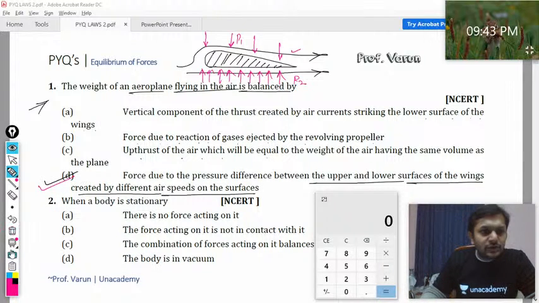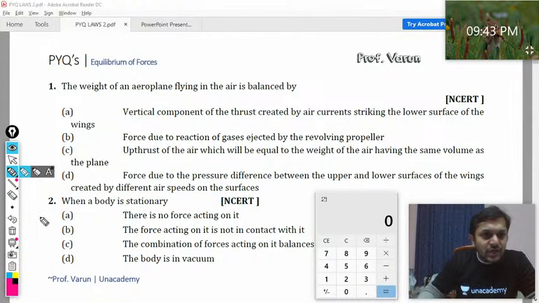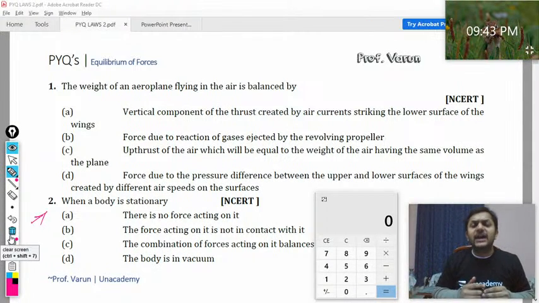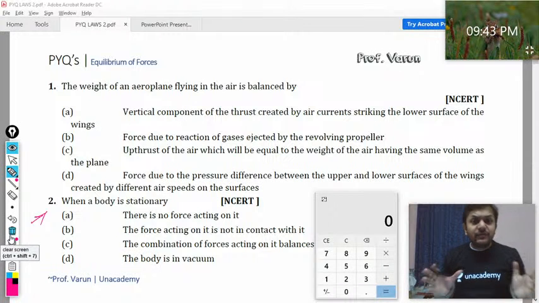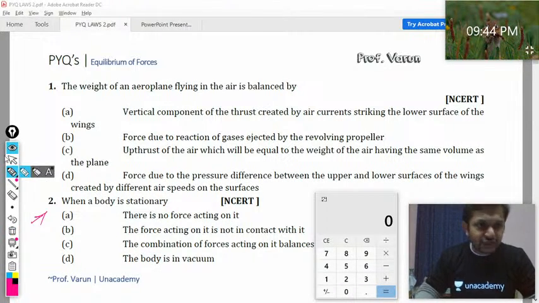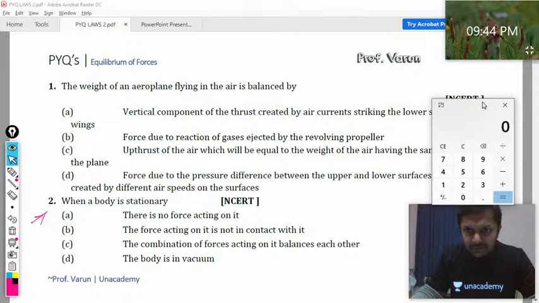Okay, dear students, so let us move to the next question. Question number 2. I have brought nearly 18 questions from this chapter, and I believe they would be enough because we would be going to complete all the topics in equilibrium of forces. So now moving to question number 2.